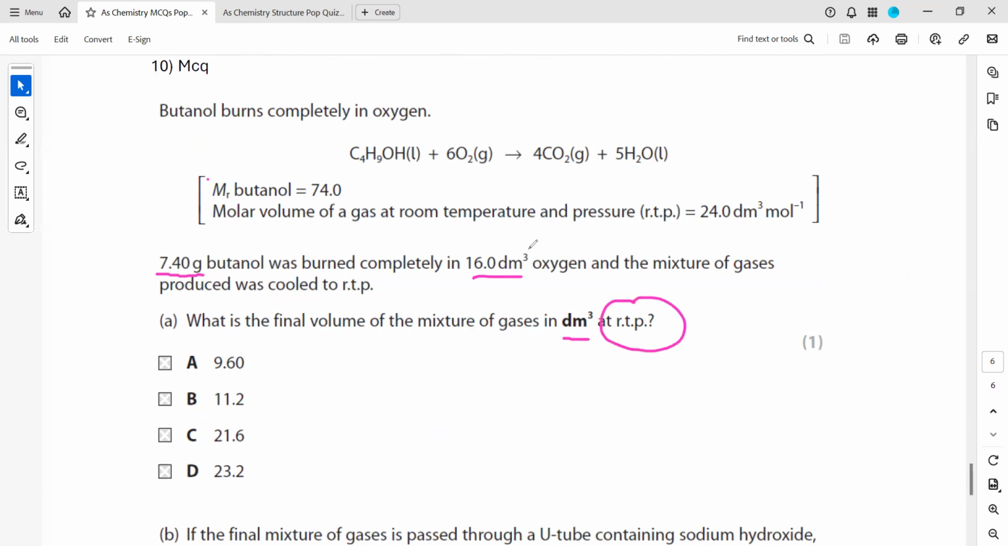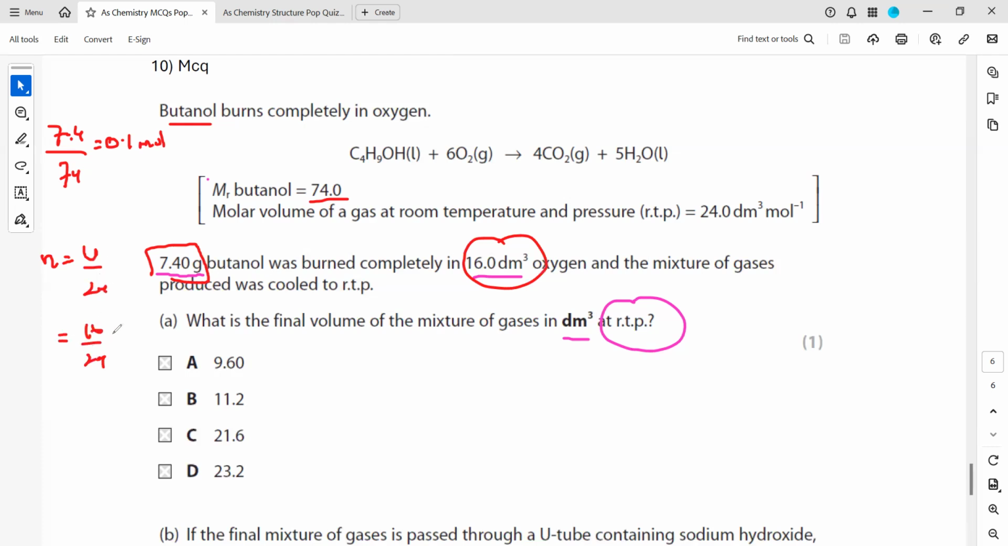Whenever two reactants are given, you have to identify the limiting reagent. How to work out the limiting reagent? You have to first compare the moles. So how many moles of butanol will be there? That is 7.4 divided by the mass of butanol, which is 74. So we got 0.1 mole of butanol. We have 16 dm cube of oxygen. Moles of a gas is volume divided by 24, which is 16 divided by 24. So it will be 2 by 3 or 0.66.